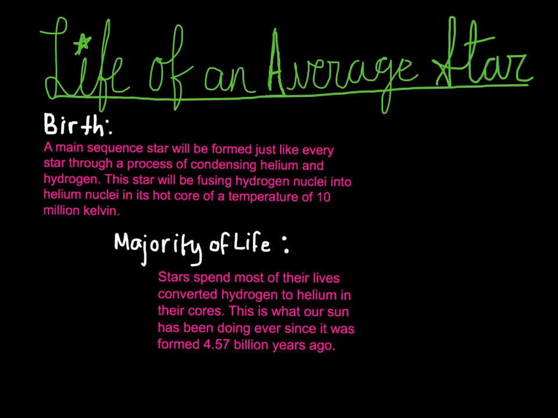The life of an average star. A main sequence star is born just like every other star, through helium and hydrogen atoms condensing and hydrogen being converted into helium. The temperature at the core of these stars is about 10 million degrees Kelvin, and for the majority of their lives, they convert hydrogen into helium through nuclear fusion.